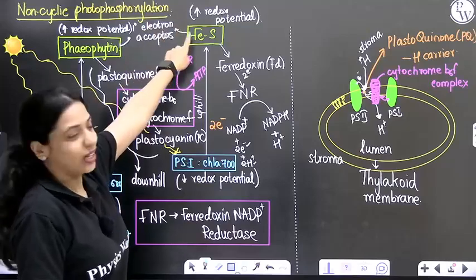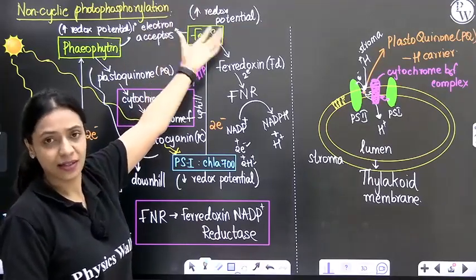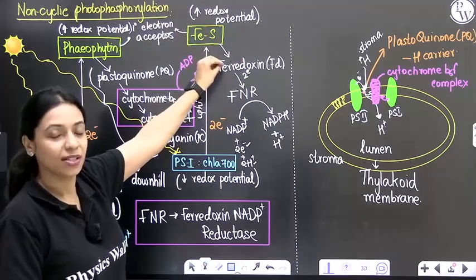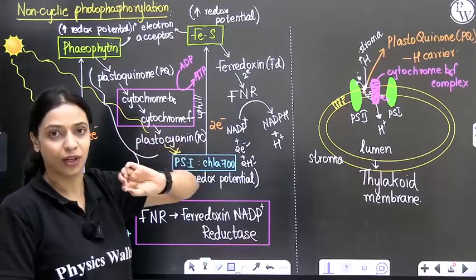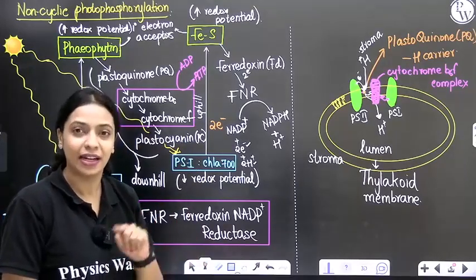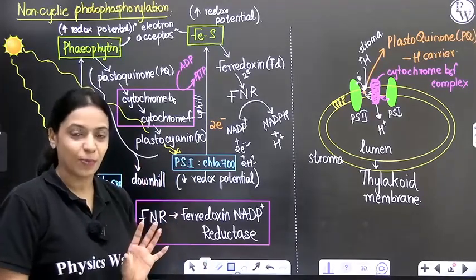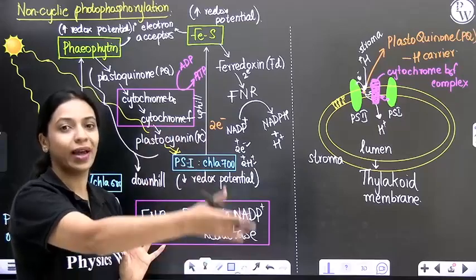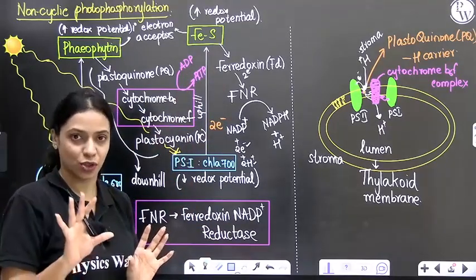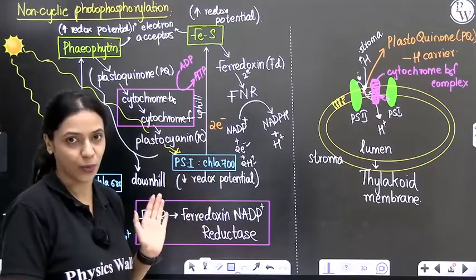Now, whatever electron was lost from PS1 is first primarily accepted by this iron sulfur protein, that is transferred to a molecule called ferredoxin. This ferredoxin will transfer the electron to a molecule called NADP+. Now, where is this NADP+ present? NADP+ is present in the stroma. So, from the stroma, NADP+ will accept 2 electrons from ferredoxin. It will pick up 2 protons from the stroma and get reduced, and it will form NADPH + H+.